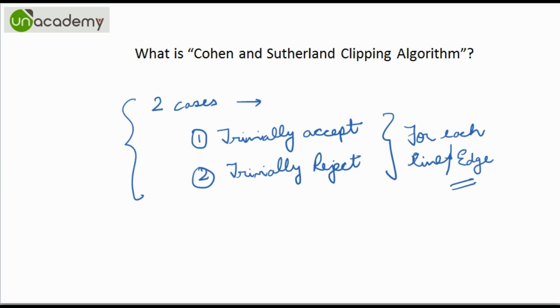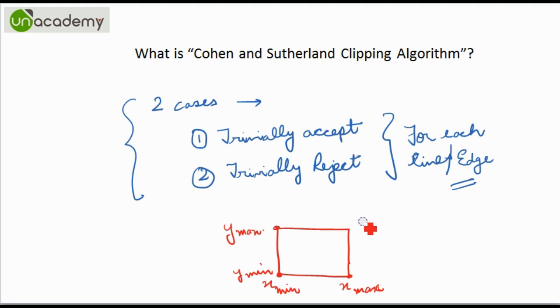So, if we have this box as the window, as the computer screen, and this point is X minimum, X maximum, Y minimum, Y maximum. So, let us see the cases in which we trivially accept or reject any line segment.